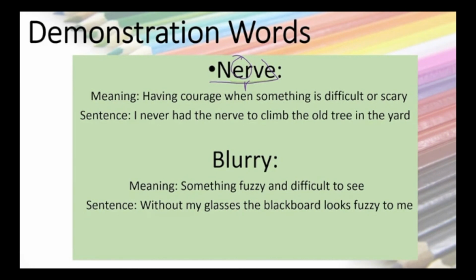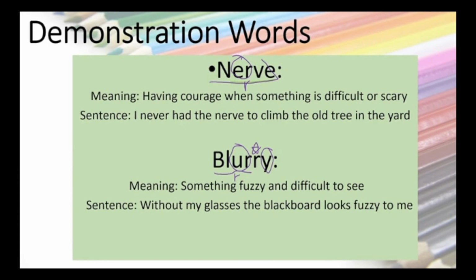The next word, blurry, I can mark the word blur as being a base word. I can mark the additional R as being added in order to show the 1-1-1 rule, and I can mark the Y as a suffix. In this case, this UR is circled because it makes the R-controlled sound in blurry.